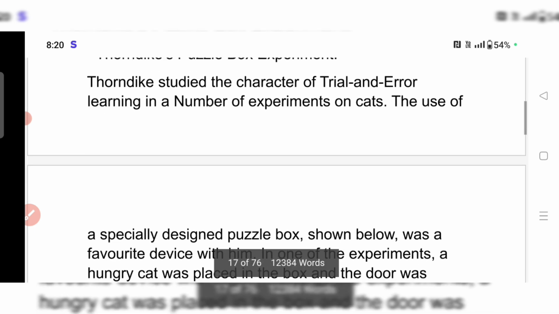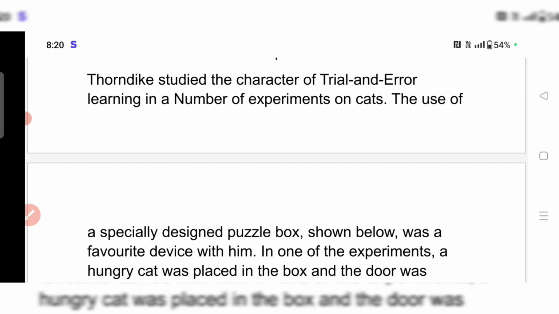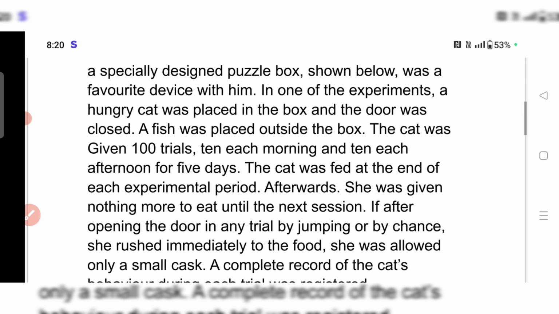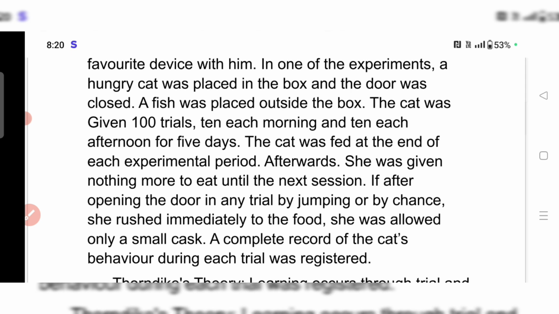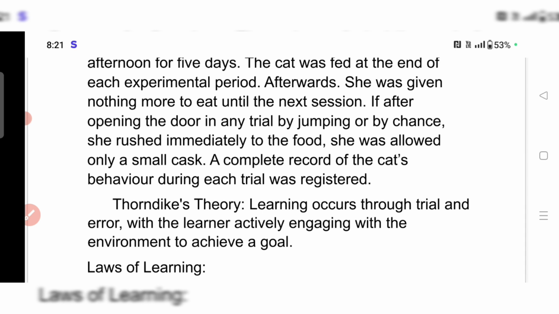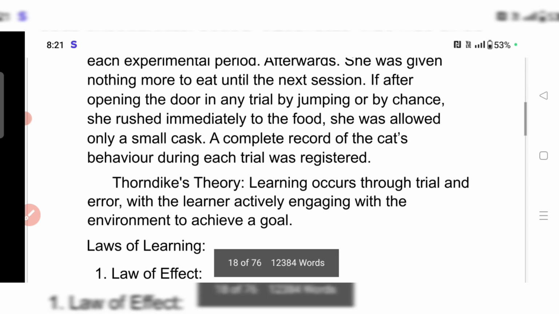Now, Thorndike's puzzle box experiment. Thorndike studied the character of trial and error learning in a number of experiments on cats. A specially designed puzzle box, shown below, was a favorite device with him. In one of the experiments a hungry cat was placed in the box and the door was closed. A fish was placed outside the box. The cat was given 100 trials, 10 each morning and 10 each afternoon for 5 days. The cat was fed at the end of each experimental period.